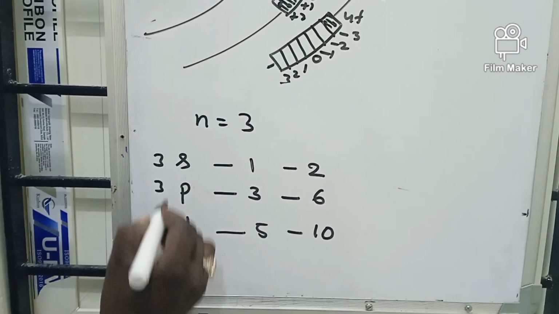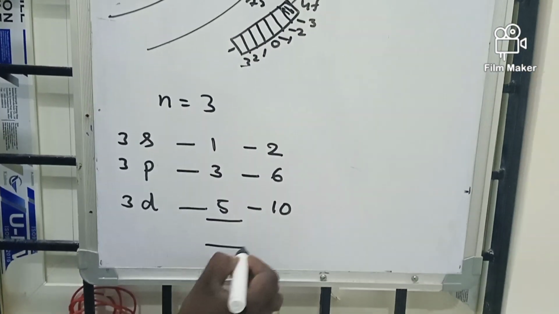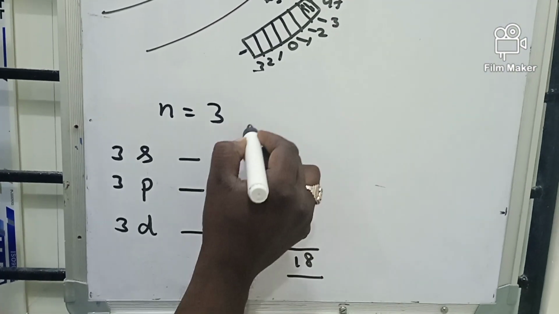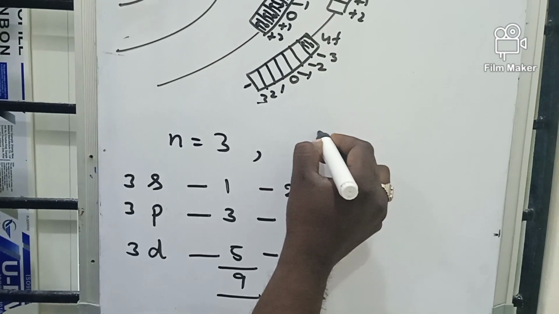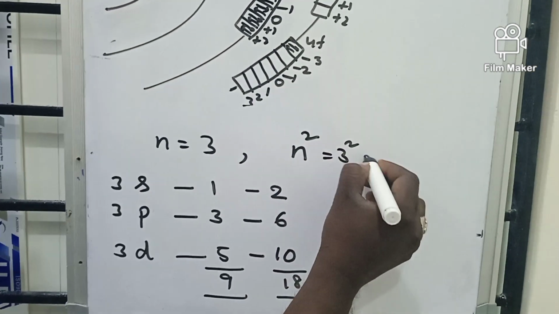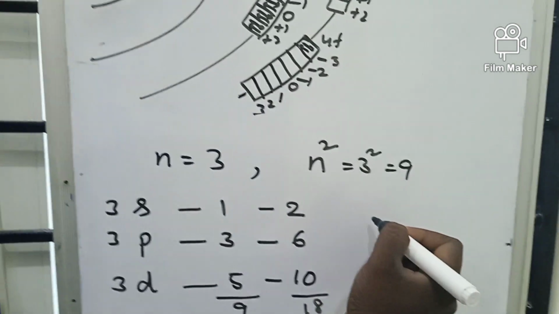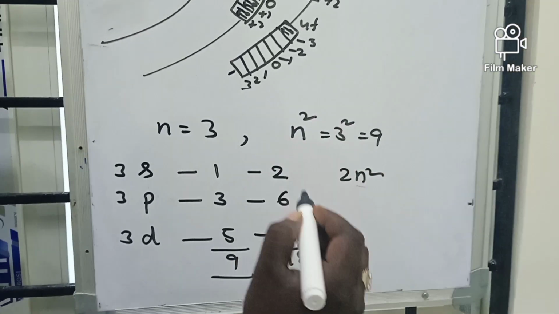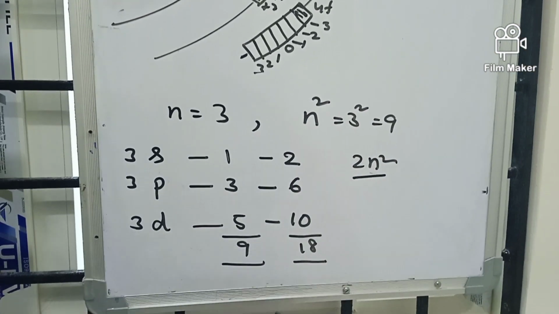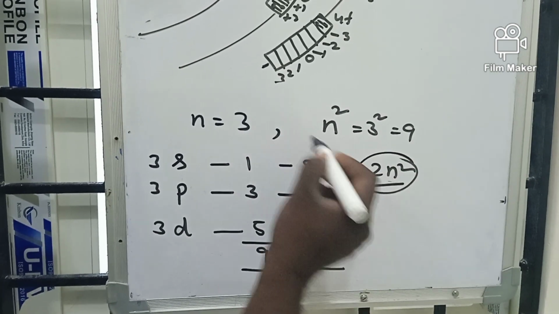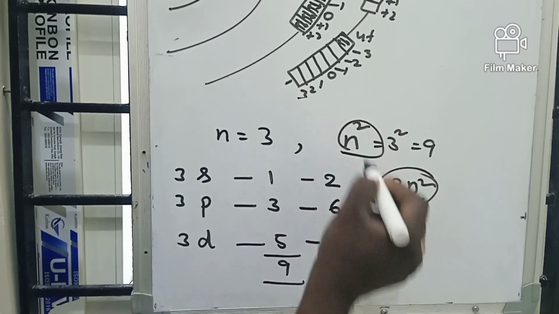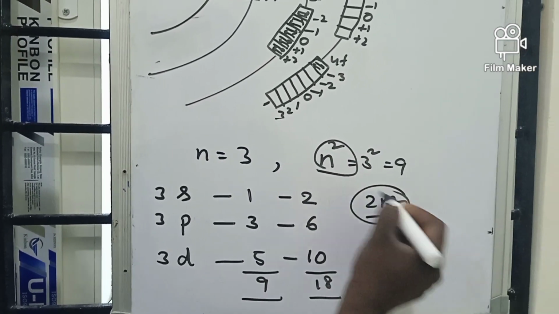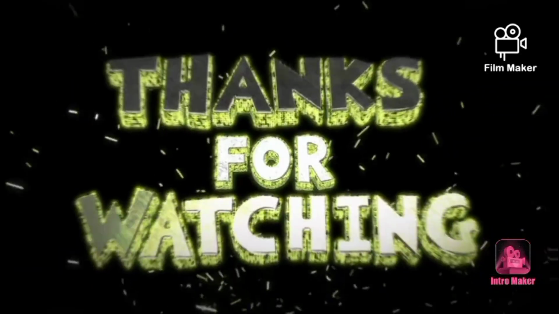So in the third shell, how many orbitals are there? 9. In the third shell, how many electrons are there? 18. So in the third shell the number of orbitals is n square, that means 3 square, 9 orbitals, and the electrons are 18, which is 2n square. So in the nth orbit, how many electrons are accommodated? That is 2n square electrons. In the nth orbit, n square orbitals can be there, and 2n square electrons will be there.